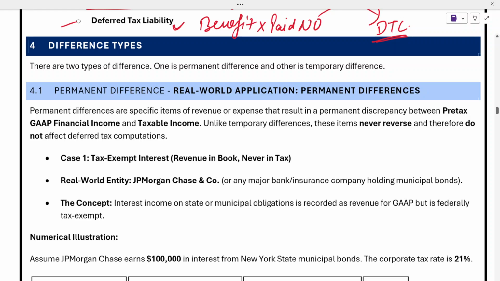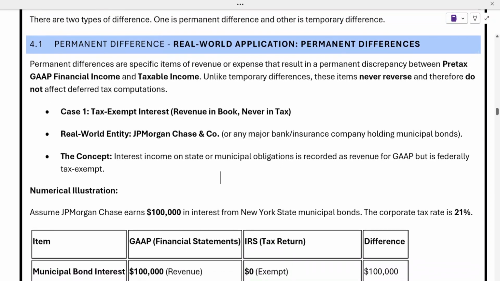Okay. So now let's try to understand what kind of differences can be created based upon income tax rules and GAAP, which is generally accepted accounting rules. One of the important differences which can be created is a permanent difference and the other one is a temporary difference. This entire chapter will cover permanent difference and temporary difference. Let's try to understand the permanent difference through a real world example. We will read through the concept also.